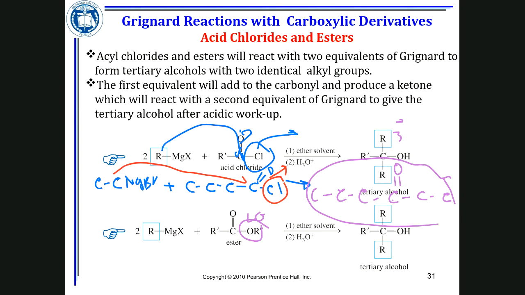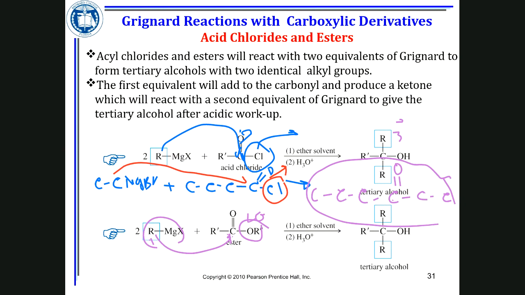The first mole of Grignard is going to attack this carbonyl group. The leaving group leaves, and you end up with a ketone. But we know that a ketone is reactive toward the Grignard, so it's not going to stop there. When it doesn't stop, the second mole of Grignard is going to react with the ketone, and it gives you a tertiary alcohol.